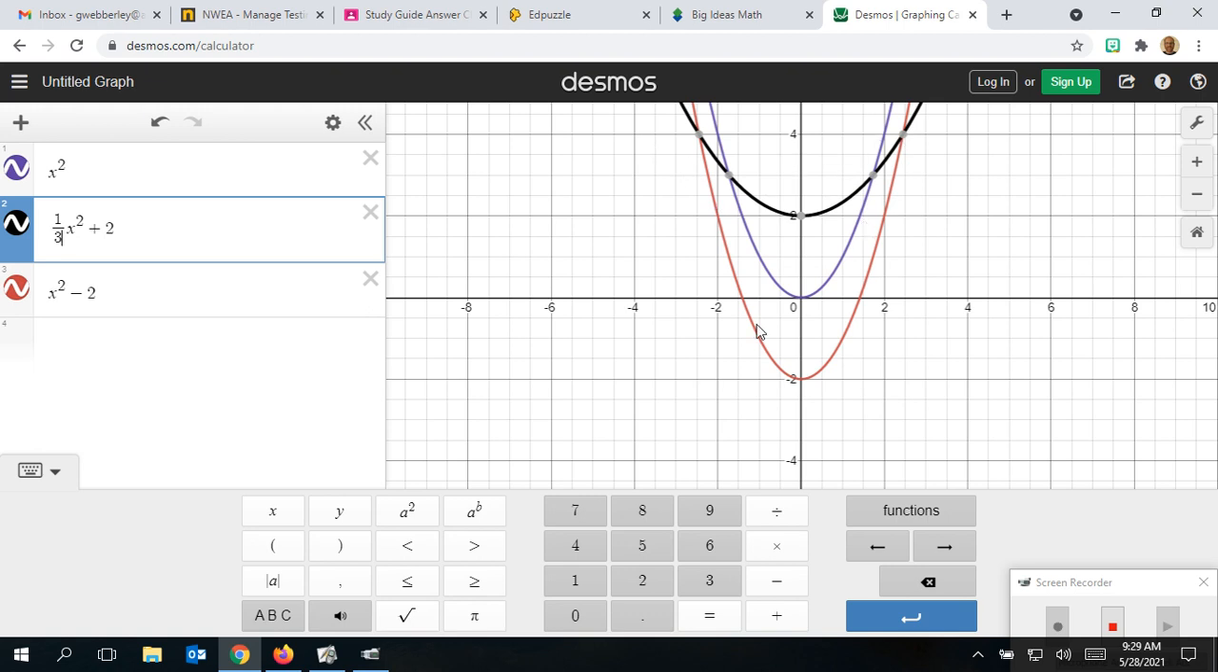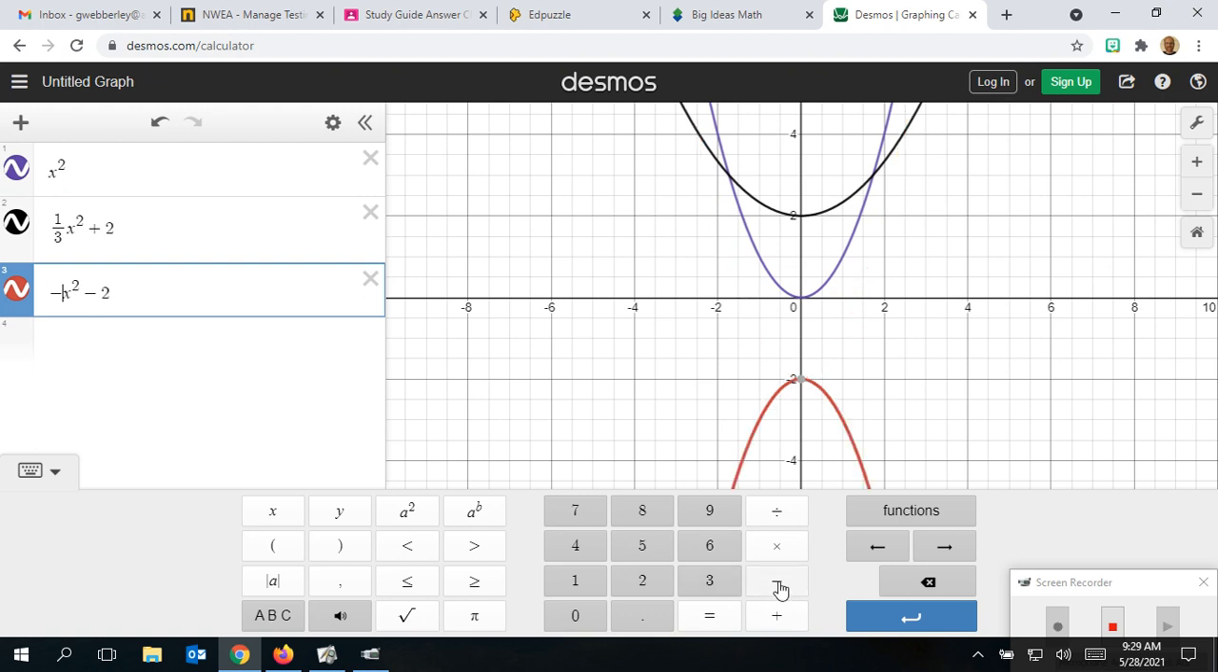If you put a negative in front, let's say if I put a negative in front of this one, just a minus sign, you can see how it flips it down. The negative in front of the x squared term flips it down. So if that beginning term, that leading term with the x squared term, is negative, it's going to be opening down.